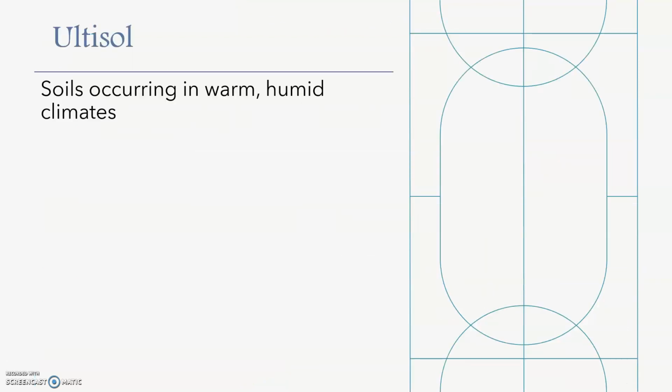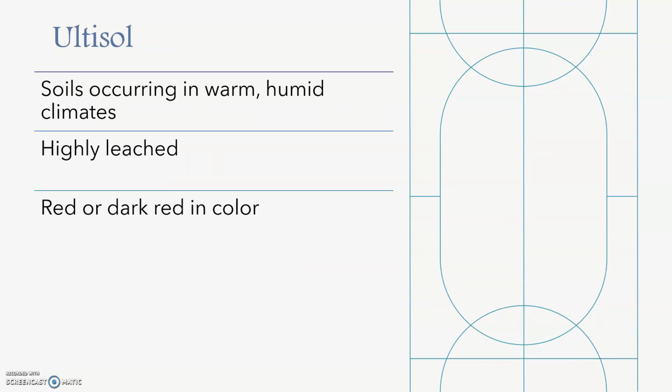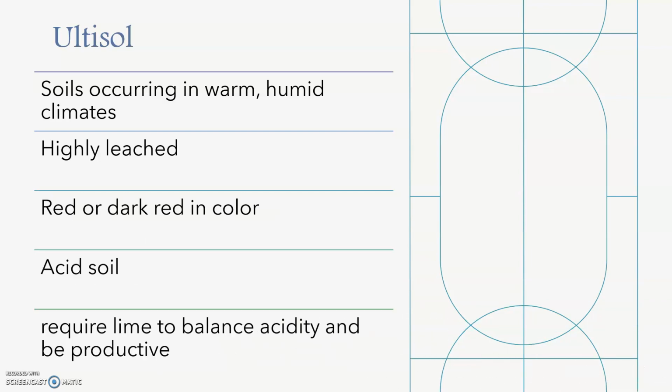Ultisols occur in warm, humid climates. They are highly leached and are red or dark red in color. They are acidic soil and require lime to balance acidity and be productive.